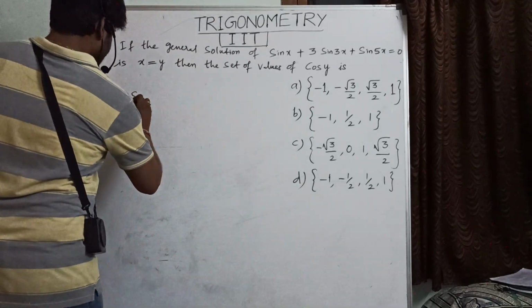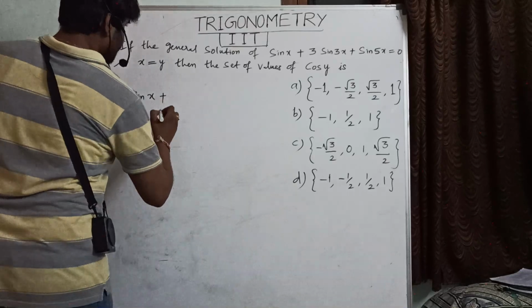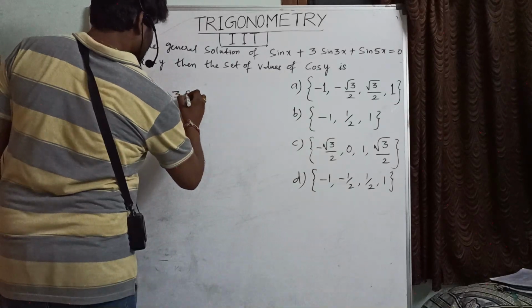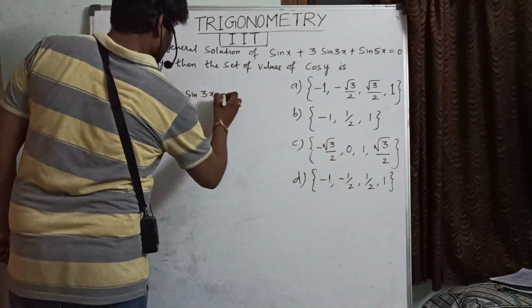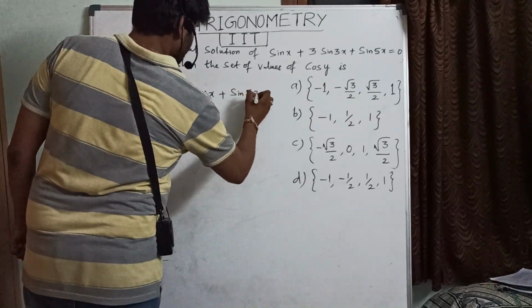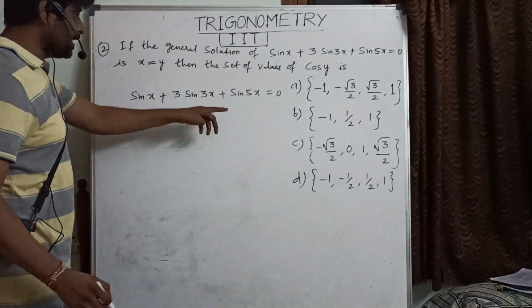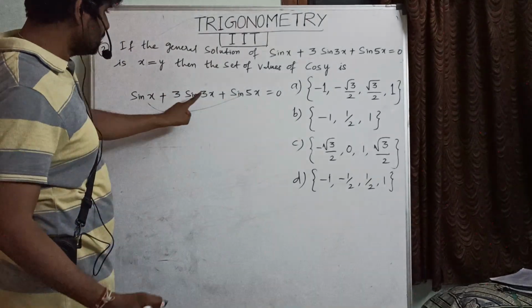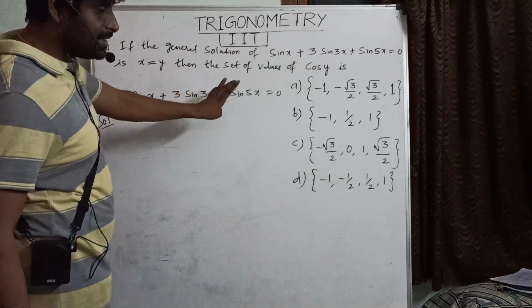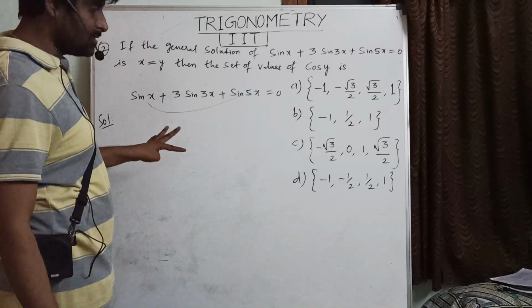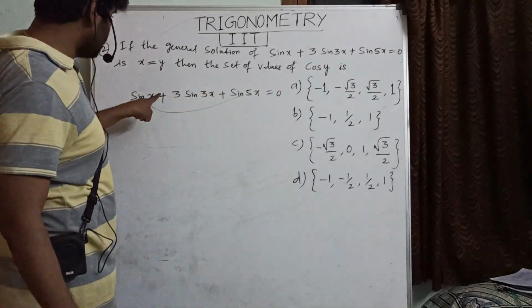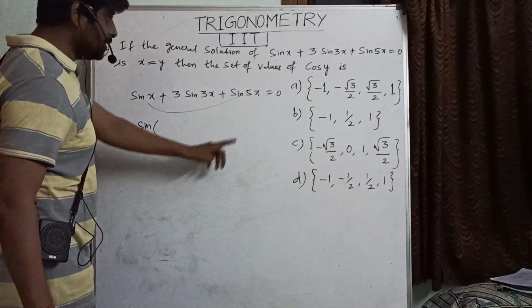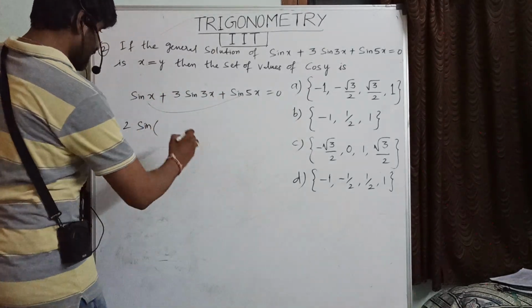See, sin x. I'm going to combine the first and last term. Let me write first: 3 sin 3x plus sin 5x equal to 0. Simple. Can I combine these two? Because 5x plus x is 6x, 6x by 2 is 3x. So sin c plus sin d formula we can apply for the first term and last term, taking this as c and this as d. Now 2 sin of c plus d by 2, 5x plus x is 6x, by 2 means 3x.